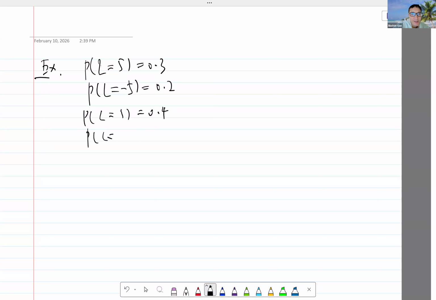I have a random variable: probability of L equals 5 is 0.3, probability of L equals -5 is 0.2, probability of L equals 1 is 0.4, probability of L equals -2 is 0.1. This is my random variable. First of all, I ask you to find the expected shortfall of 0.95 of L.